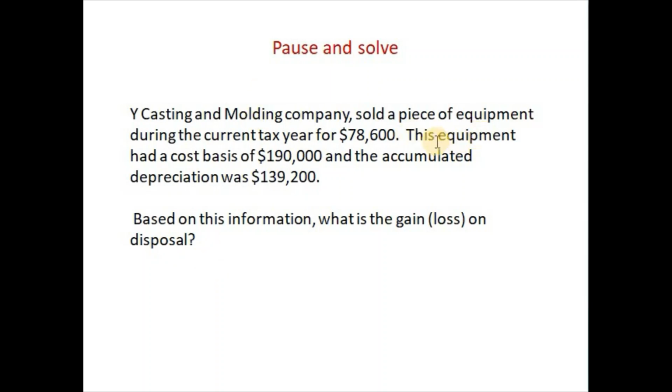We have this company who sold a piece of equipment during the current tax year for 78,600. So this is the market value, because we sold it with this amount. This equipment had a cost basis of $190,000. This was the original purchasing price for this equipment, and I sold it for this amount. And the accumulated depreciation was this amount. You see, accumulated depreciation. Here in this exercise, I will not tell you to calculate the accumulated depreciation. It was already calculated for you.